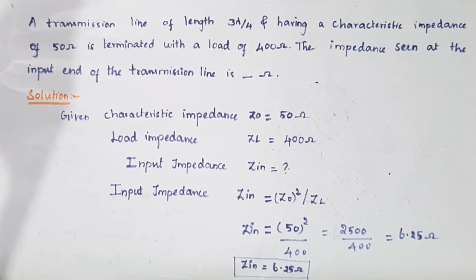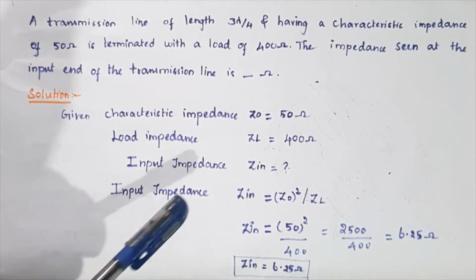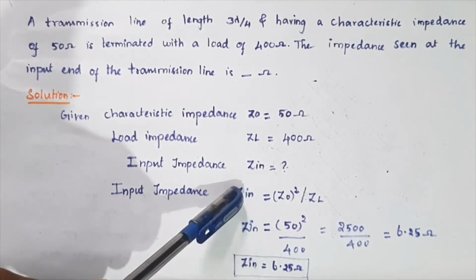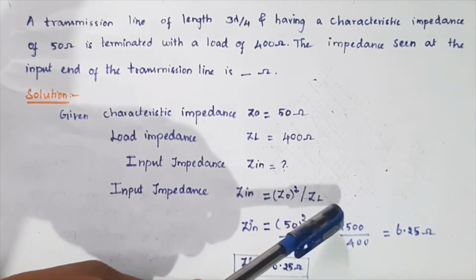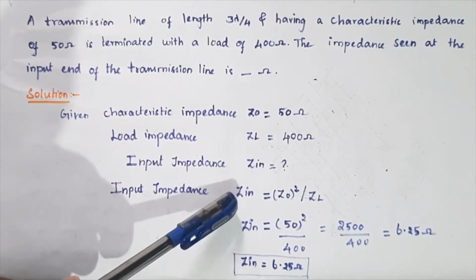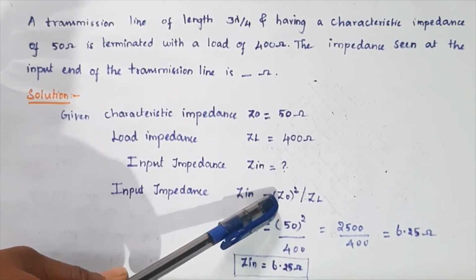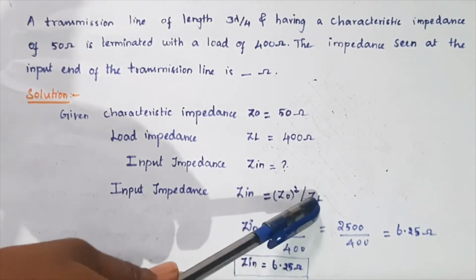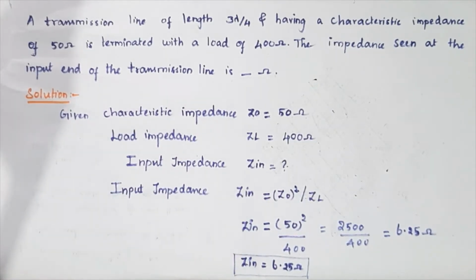We know the formula for input impedance, right? Input impedance Zin is equal to Z0 the whole square divided by ZL. This is the formula for input impedance, where Zin represents input impedance, Z0 represents characteristic impedance, and ZL represents load impedance.